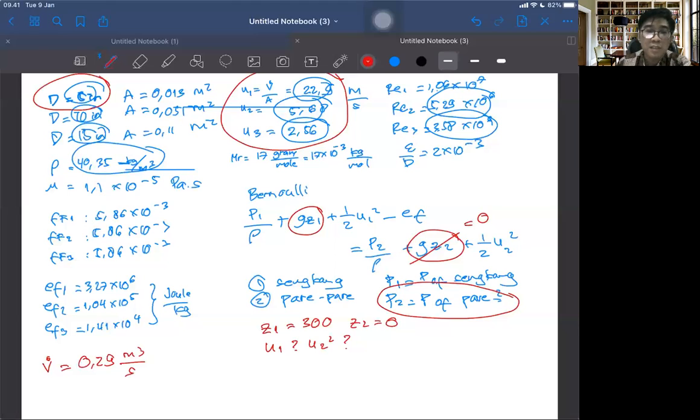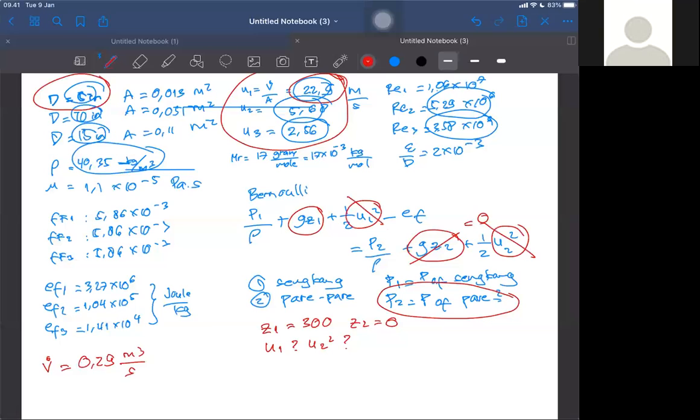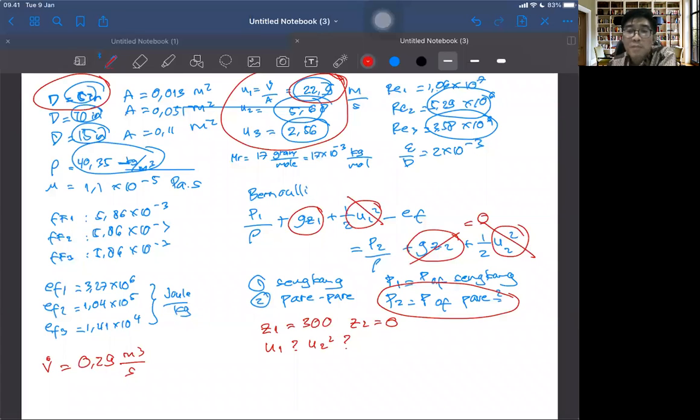Suppose you choose the first diameter, then the velocity throughout the journey is 22.9. It means U1 and U2 are the same, right? In the Bernoulli equation, this one and this one are the same. The velocity is constant, so they cancel out each other. Understand? Understand, sir. So it's not that U1 is 22.9 and then U2 is 5.6. No. For each diameter, the velocity is the same between Sengkang and Parepare.